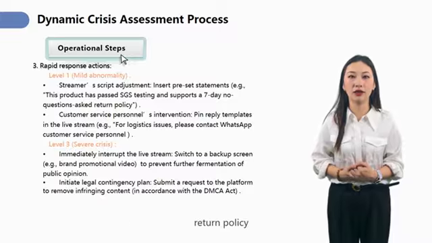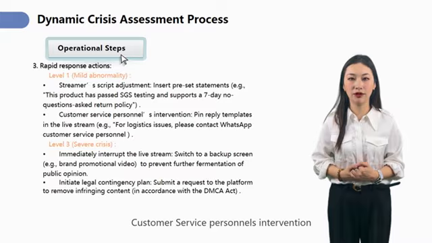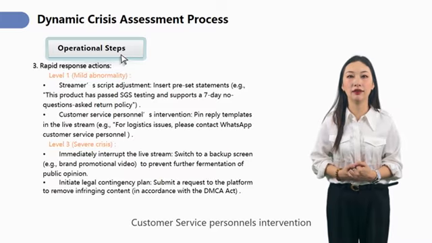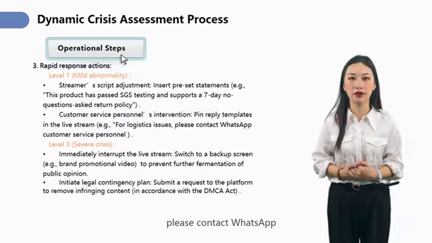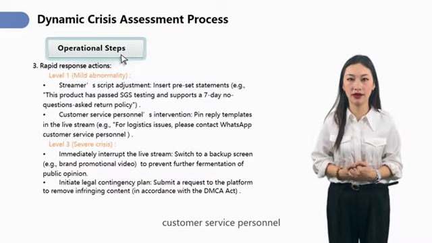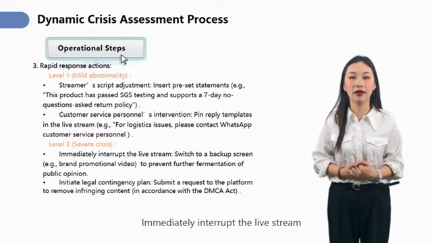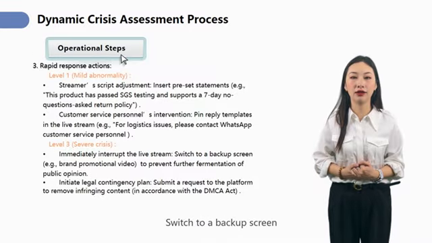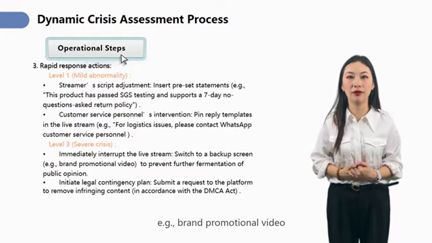Level 3, severe crisis. Immediately interrupt the live stream. Switch to a backup screen, for example, a brand promotional video, to prevent further fermentation of public opinion. Initiate legal contingency plan. Submit a request to the platform to remove infringing content in accordance with the DMCA Act.